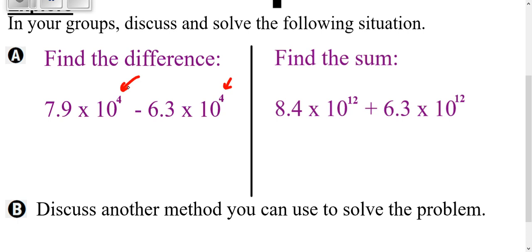And then this is 10 to the 12th, and this is 10 to the 12th. So you could just add 8.4 and 6.3. All right, and that's basically how you would do it by hand.